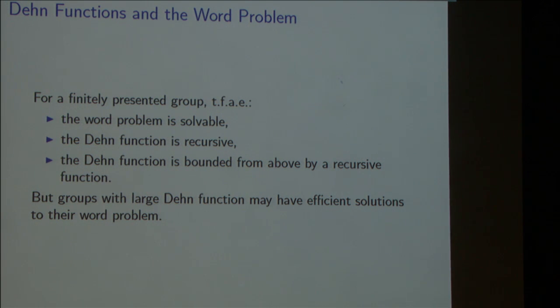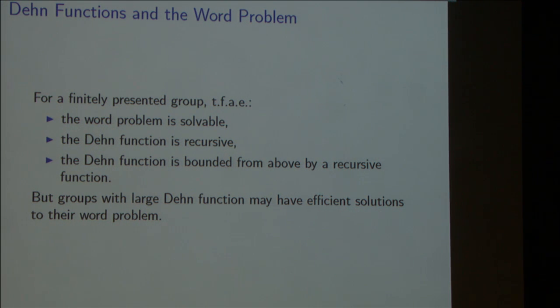For groups with large Dehn function, it is a complexity of the word problem, but it's a geometric complexity, not necessarily a time complexity. You can have groups with very, very large Dehn function and with a word problem which can be solved very fast. To solve the word problem, you don't necessarily have to construct this diagram, right? So it's a different question.